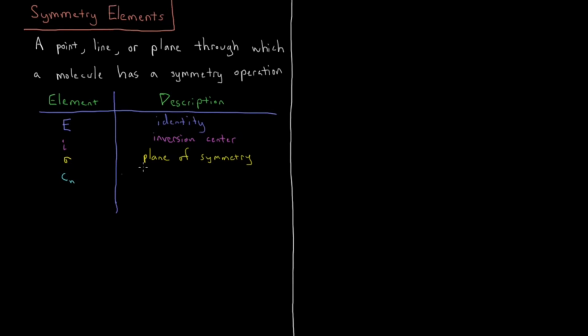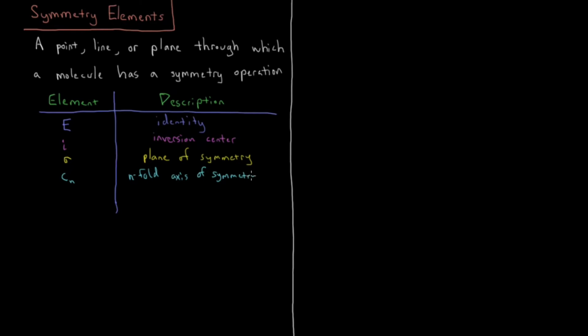We have Cn, which is an n-fold axis of symmetry. So for C2, that was 360 over 2. C2 is a 180 degree rotation. So C2 is a two-fold axis of symmetry because doing it twice leaves you back at the identity element. You have to do it twice to get to 360 degrees, which is the same as the identity.